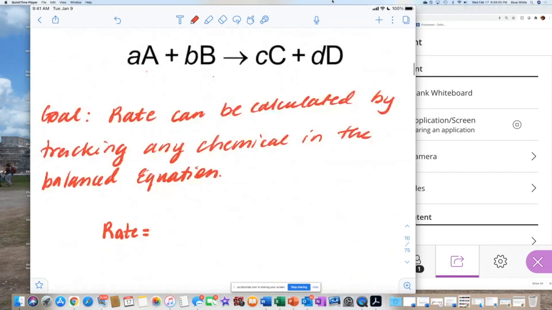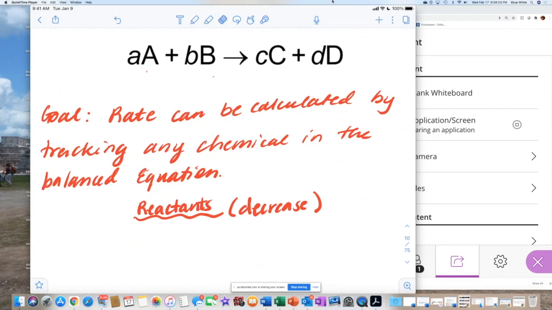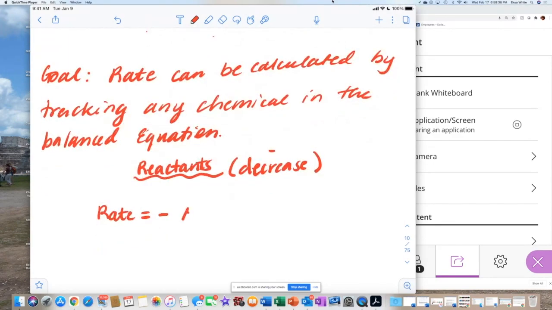So I will do that. Rate, I'll start with the reactants. For my reactants in the balanced equation, remember, reactants decrease, therefore negative. The rate here will be equal to negative, right? Because of the decrease part. You put a negative for decrease. And then you have a change in the concentration of the reactant.